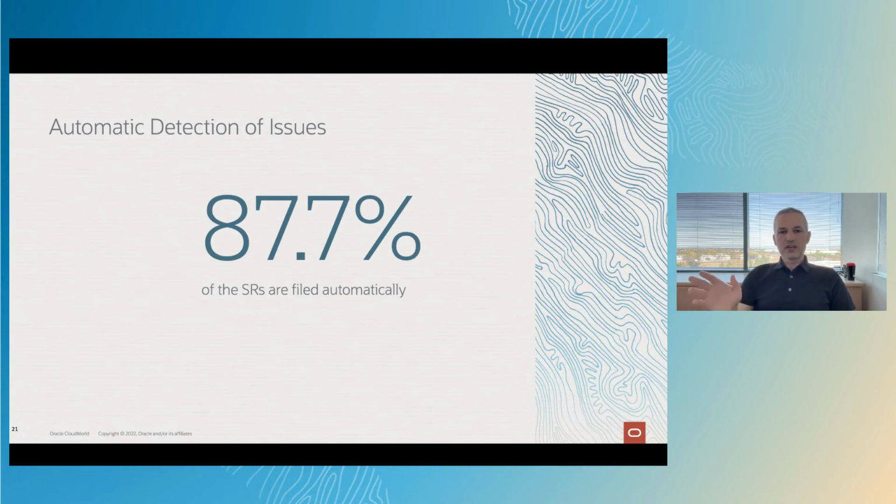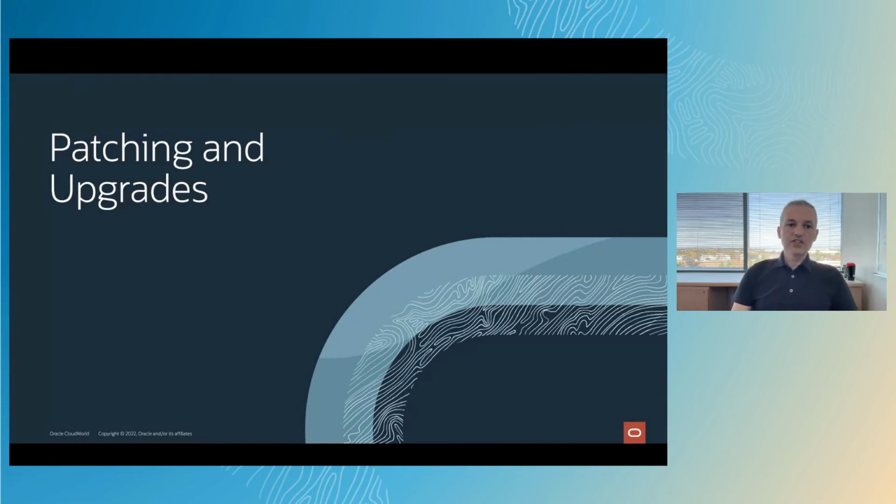So if you look at all the SRs filed for the Autonomous Database service overall, more than 87% of these are automatically filed by the system. So before the customer even notices a problem, Autonomous Database is able to identify these problems and file issues and SRs so that developers can fix and patch those problems before customers hit them.